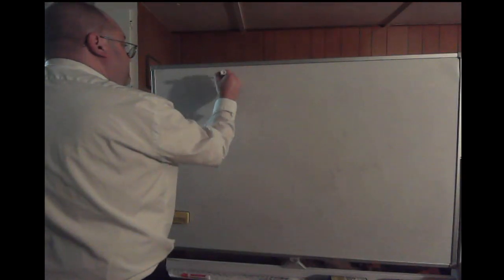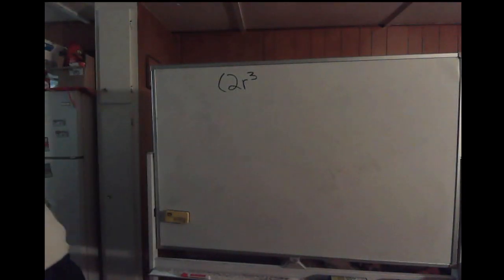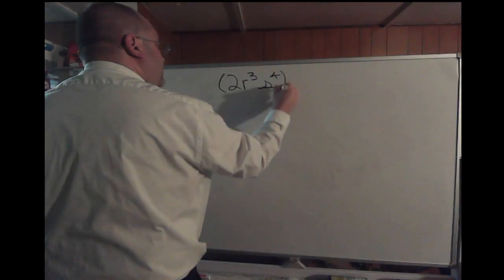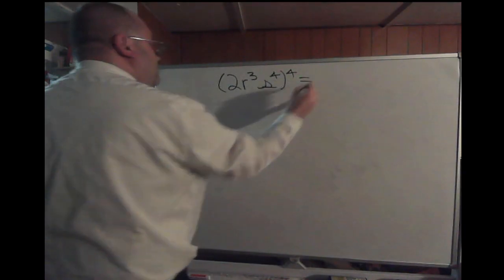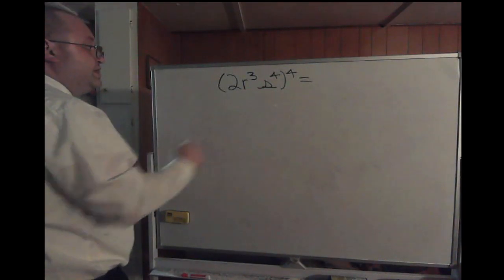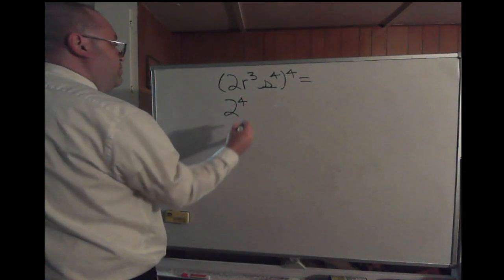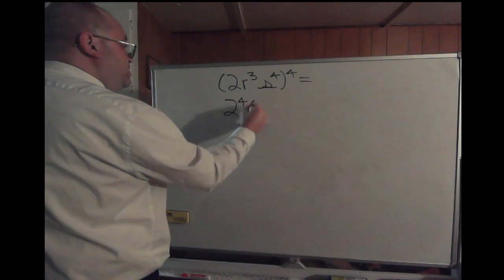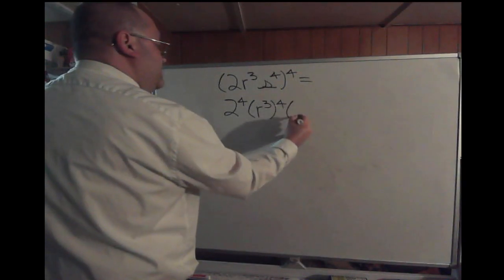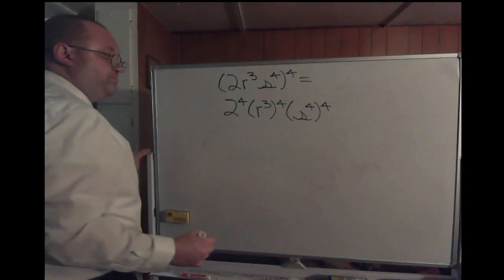Alright, what we have? 2r cubed s to the fourth, that whole quantity to the fourth. Okay, so we have 2r cubed s to the fourth, that whole quantity to the fourth. Take each term, start with the 2, you'll raise that to the fourth power. Then you'll take your r cubed, you'll raise that to the fourth power. Then you'll take your s to the fourth, you're going to raise that to the fourth power.